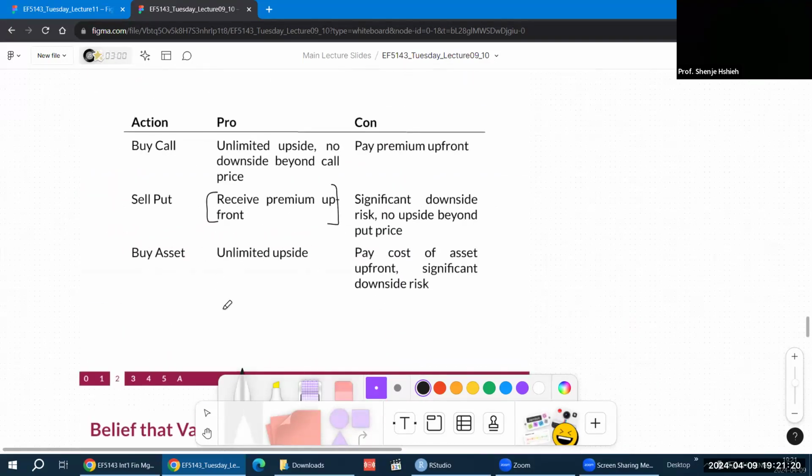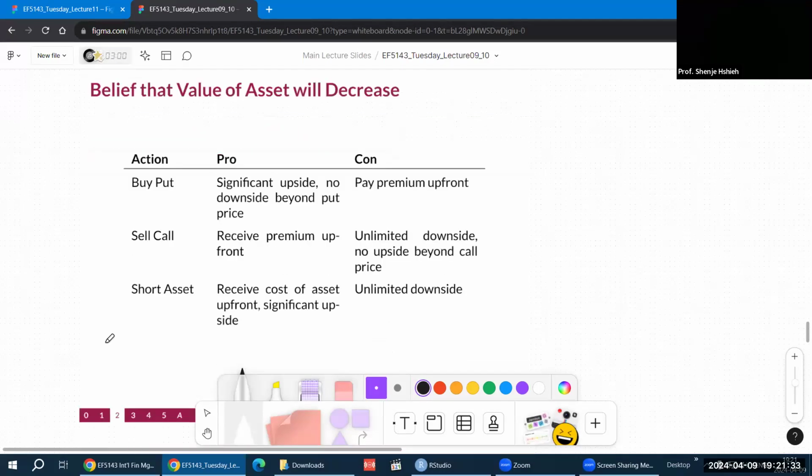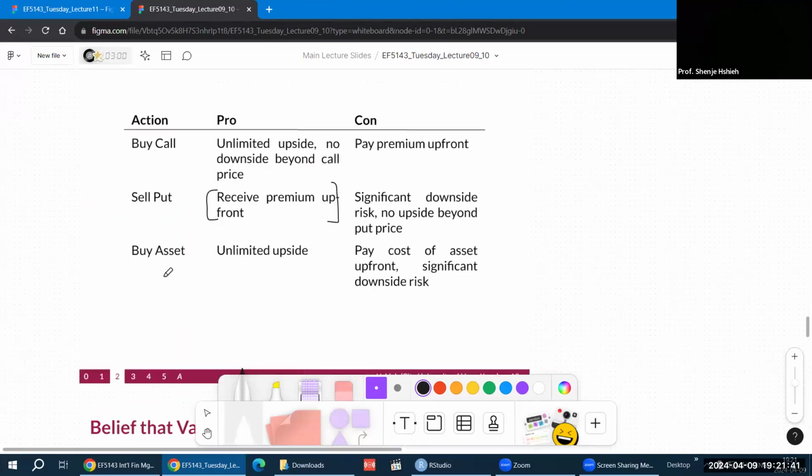All right, so we know buy assets and sell assets, right? Buying the asset is unlimited upside, and then you can lose everything you put in. You can possibly lose all value in your asset. Same with short. So if you're totally wrong, you can just have big losses.